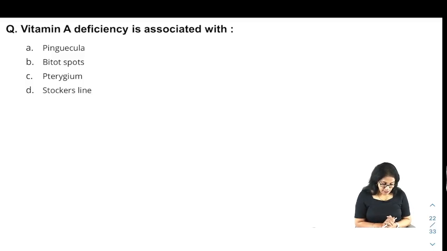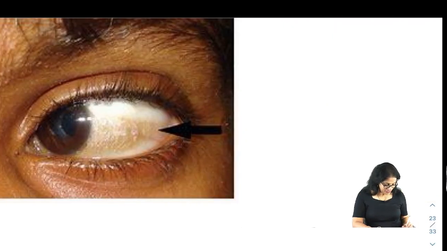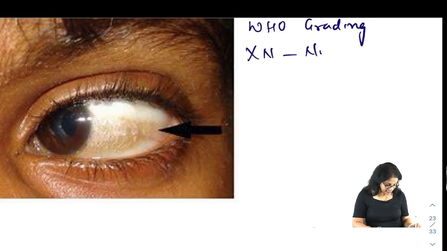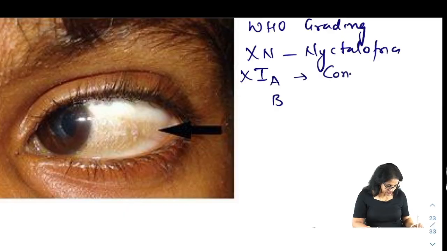Anyway, we come to vitamin A deficiency. Of course, we know we are talking about Bitot spot. I don't think we need any explanation here. So this is the Bitot spot that you see in xerophthalmia. A very quick revision of WHO grading of xerophthalmia. Xerophthalmia can be XN. XN means night blindness, that is nyctalopia, right? Then comes your X1, divided into A and B. A is your conjunctival xerosis, and B is your Bitot spot, right?